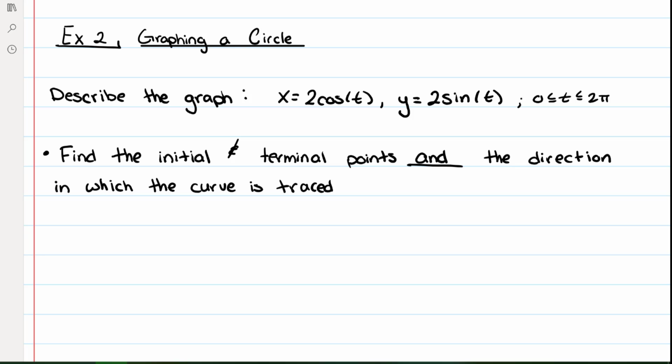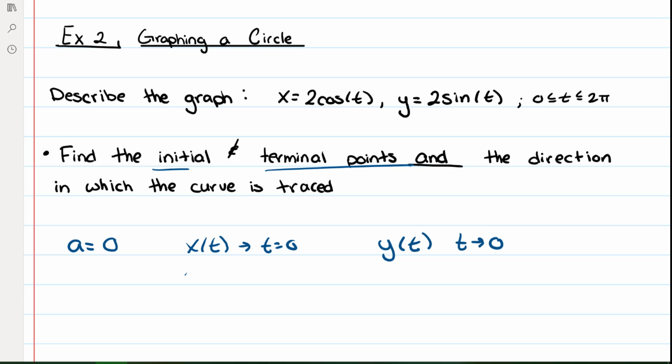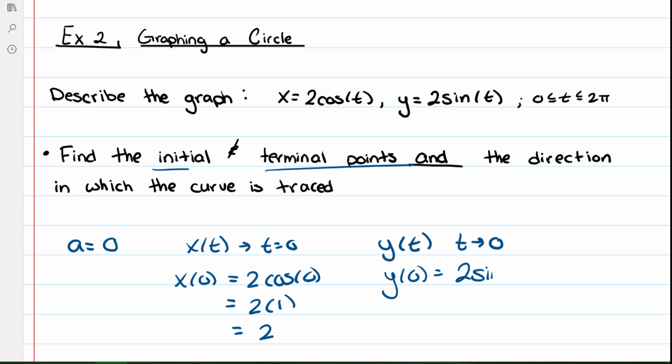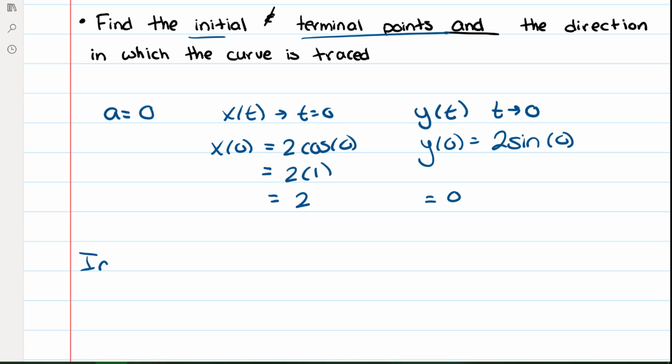So the first thing we're going to do is find the initial and the terminal points. So my a value is 0. So I need to find x of t when t equals 0 and y of t when t equals 0. So then x of 0 is going to be 2 cosine of 0, which is 2 times 1, so it's 2. And y of 0 is 2 sine of 0, which is 0. So this makes my initial point 2, 0.